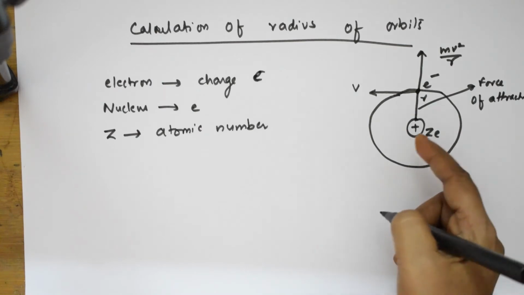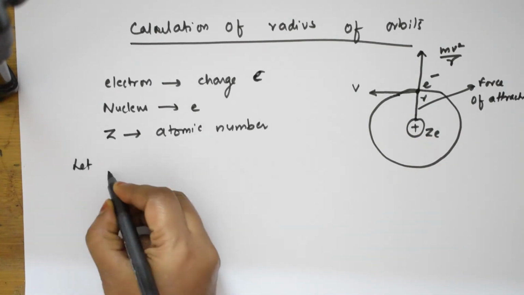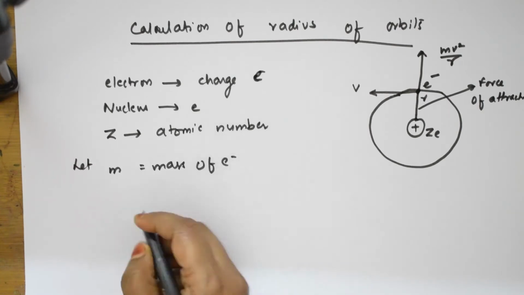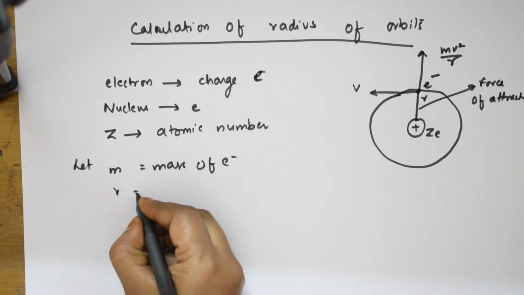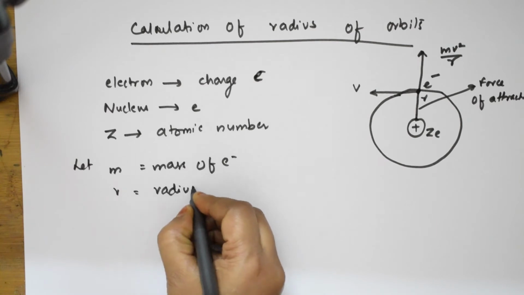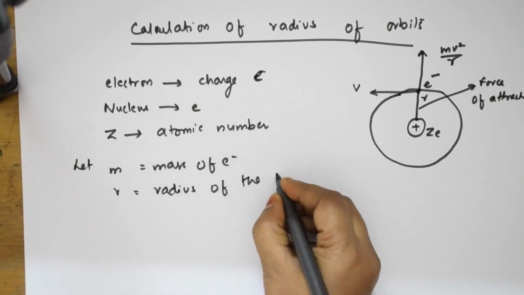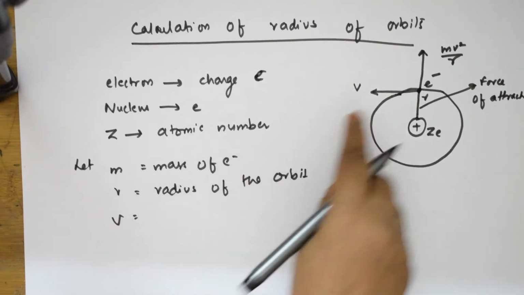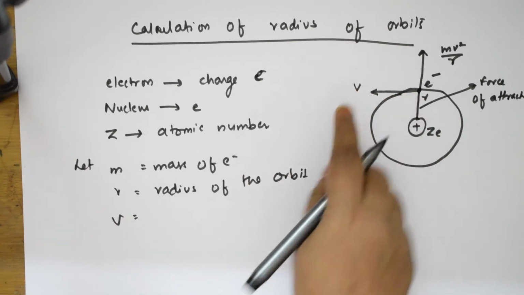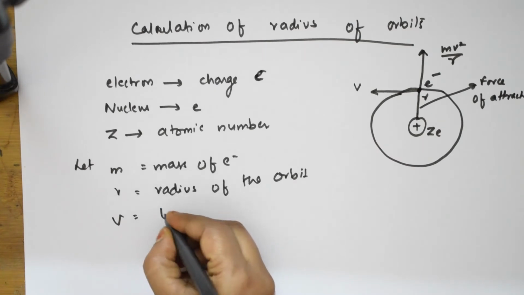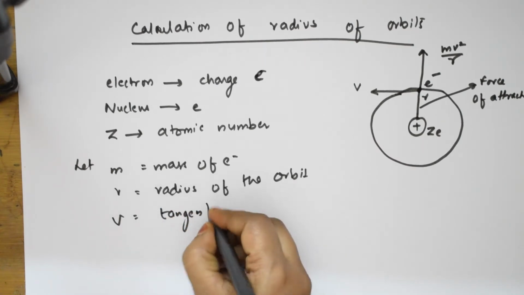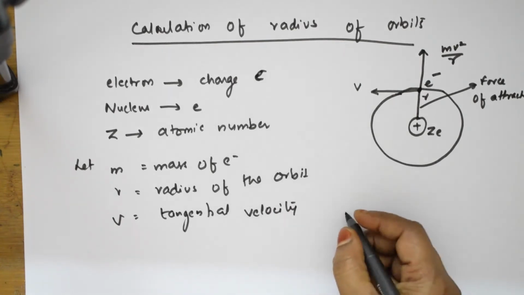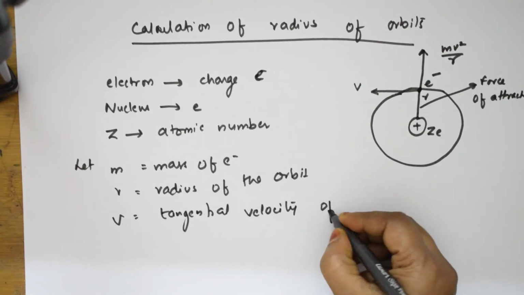Now let us assume m is the mass of the electron. What is r here? r is the radius of the orbit. Now what is this v? v is the tangential velocity of the revolving electron. We are trying to calculate the radius of the orbit.